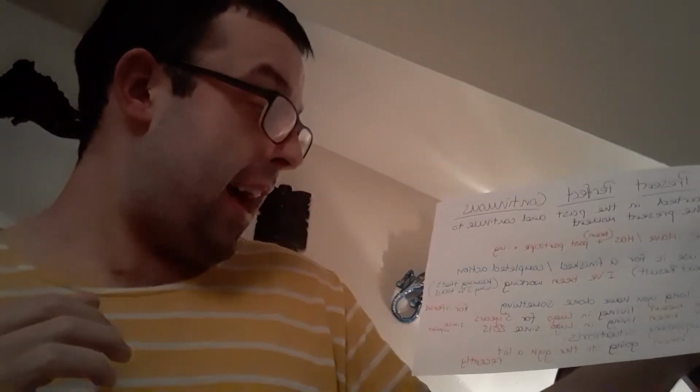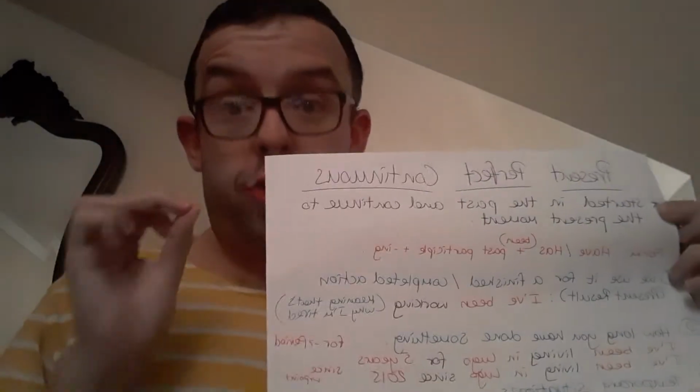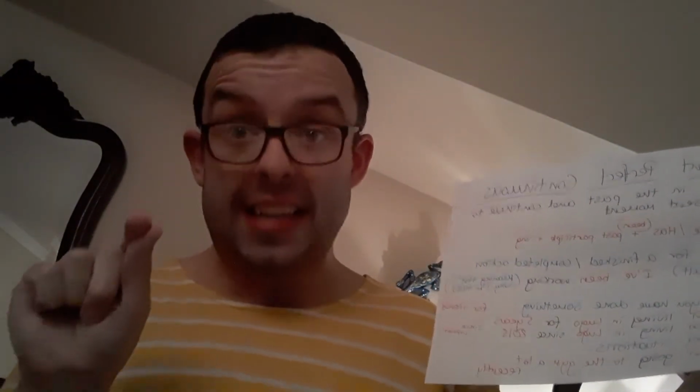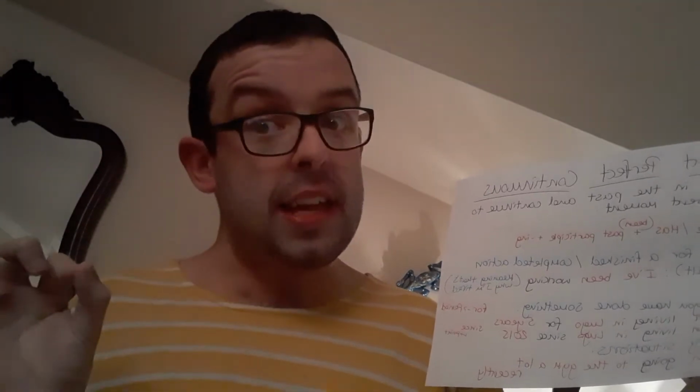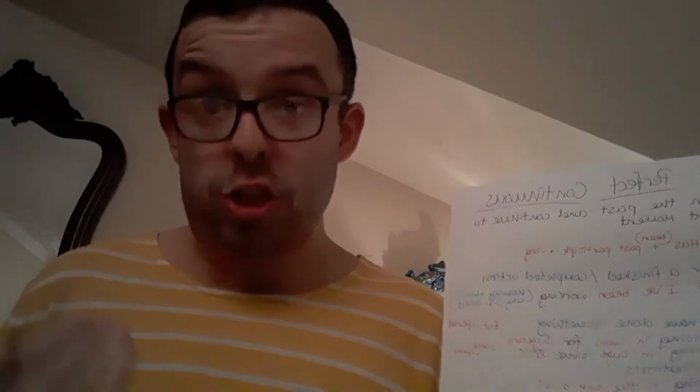Okay. Number two, we also use present perfect continuous to show how long you have done something. So for example, I have been living in Lugo for 5 years, or I have been living in Lugo since 2015. Now, just to remind you both that with for and since, for refers to a period, whereas since refers to a point in time. So for, a period in time, since, a point in time.